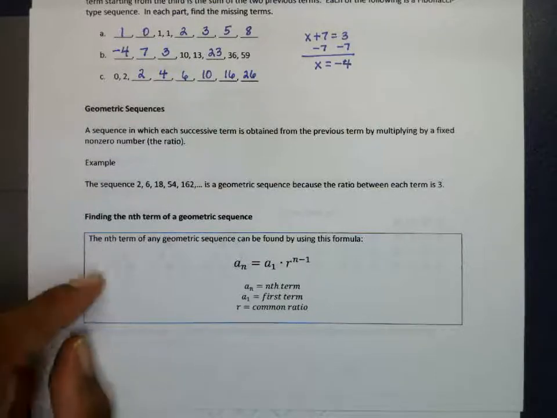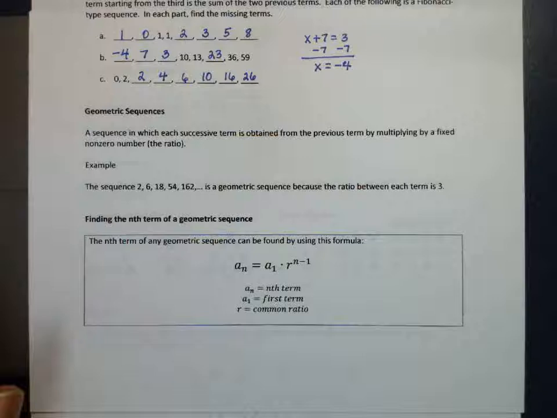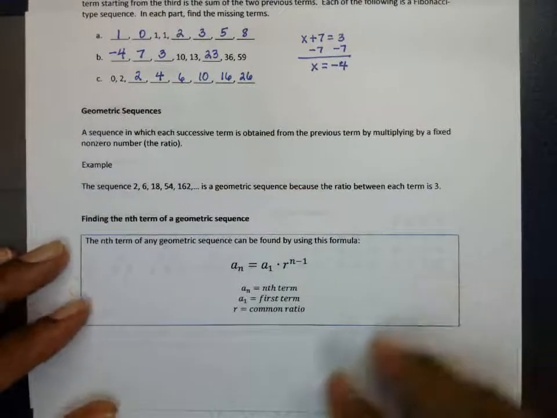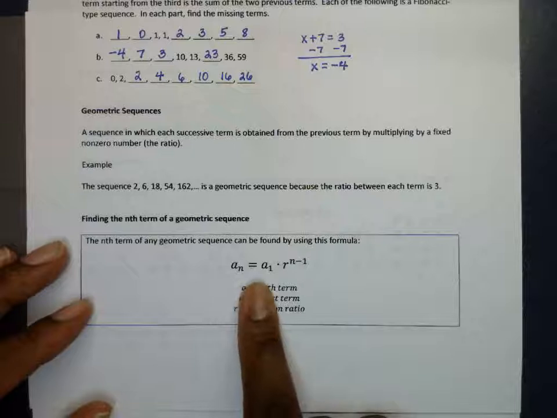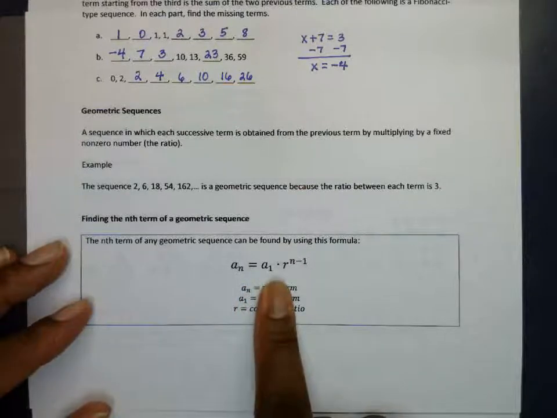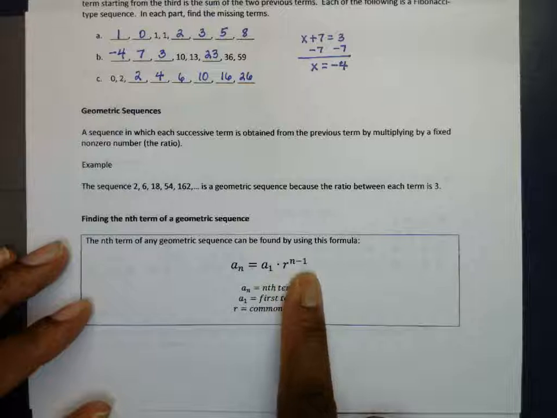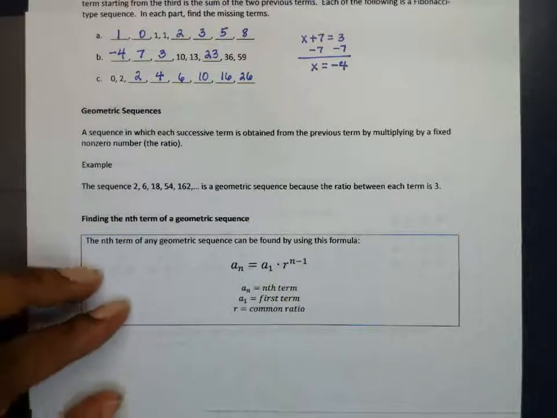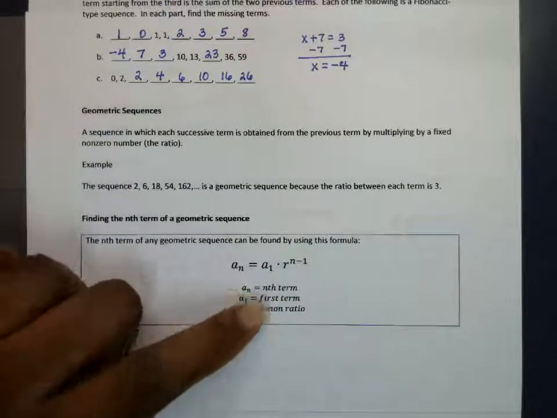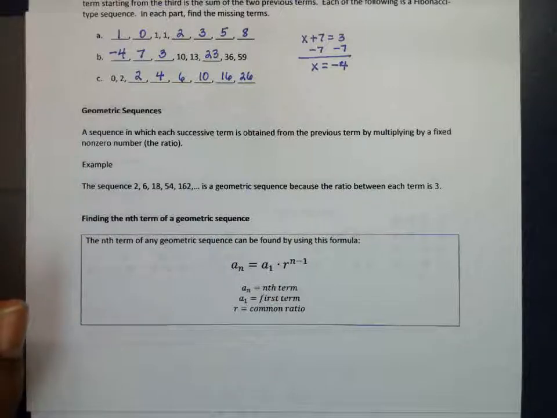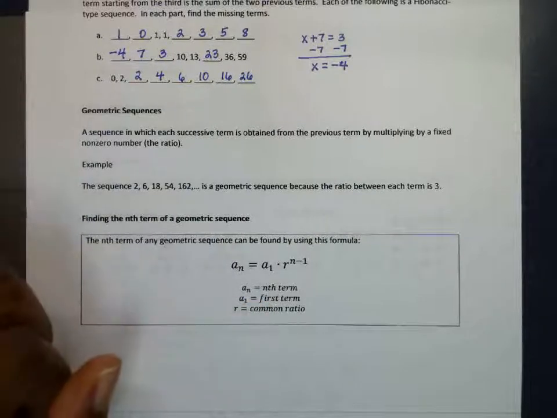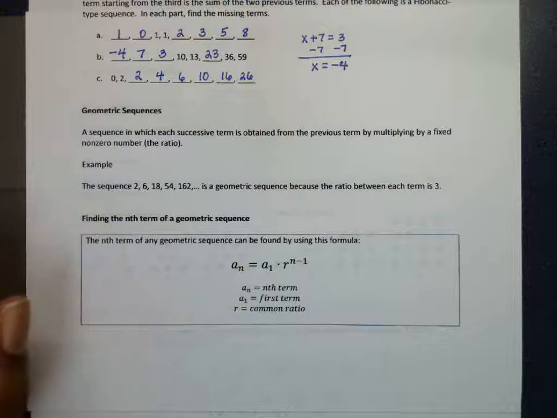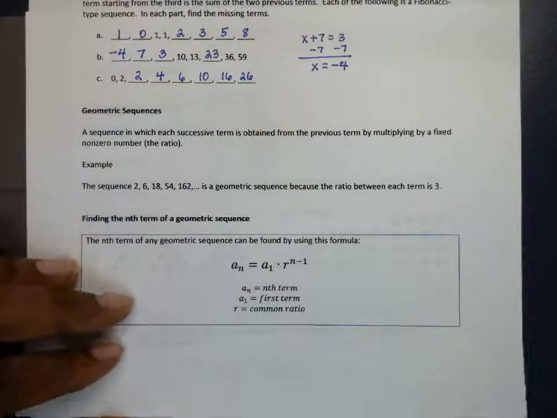Okay. Now here's a general form for finding the nth term of a geometric sequence. And that's this: a sub n is equal to a sub 1 multiplied by r raised to the n minus 1 power. And in this case, your a sub n is going to be the nth term. A sub 1 is always the first term. R is represented by the common ratio. Common ratio is what we're looking for, is what we have here.